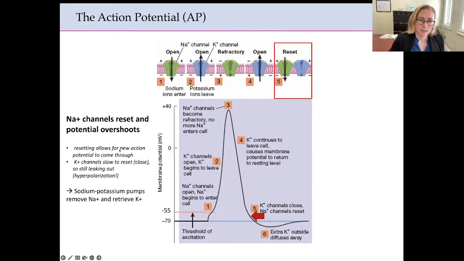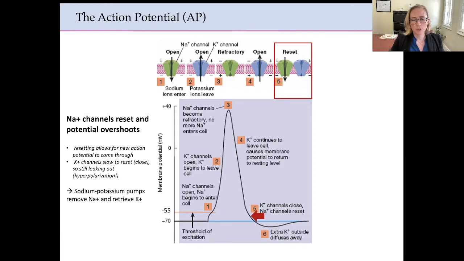Okay, so the resetting allows for a new action potential to come through. If a whole bunch of other neurons are talking to it and saying, let's have a party, then at this point, it could send another action potential. Again, potassium channels are slow to reset. They're slow to close. You can see that here. Theoretically, a sodium channel could open again. A potassium channel is like, I'm sort of closing.